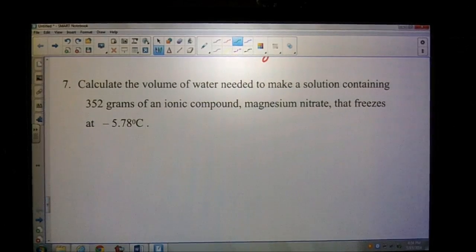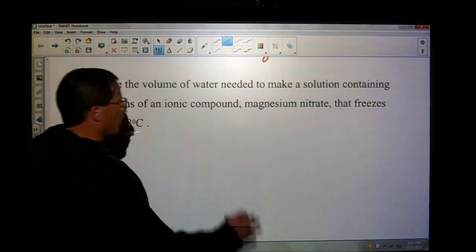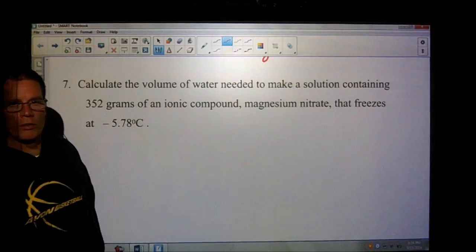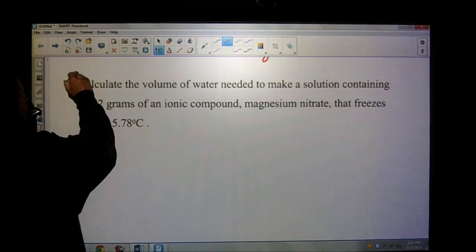Number 7, calculate the volume of water needed to make a solution containing 352 grams of an ionic compound, magnesium nitrate, that freezes at negative 5.78 degrees Celsius. What a great question. So here's what we have. Haven't seen a problem like this, have you? We have a couple things, very easy. Just again, it's a little bit of a problem-solving question for you. Just checking to see if you're still good at things.